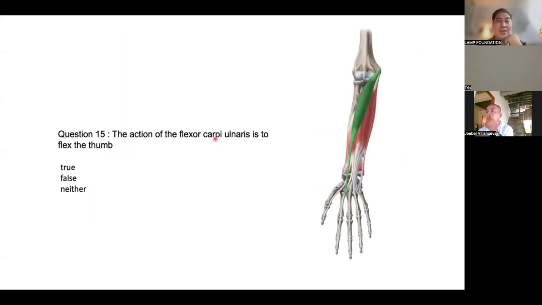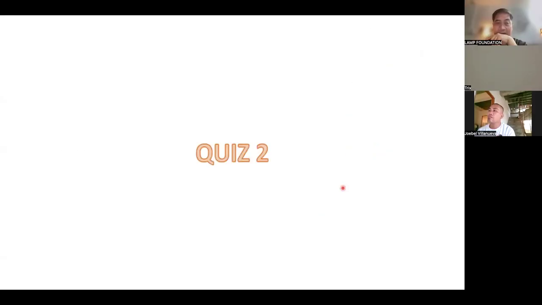The action of the flexor carpi ulnaris is to flex the thumb. False. The thumb should be pollicis, right? Pollicis longus. Remember, flexor carpi ulnaris is the ulnar side of the wrist. Flexor pollicis longus flexes the thumb.